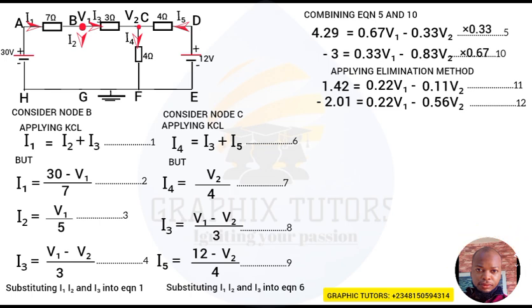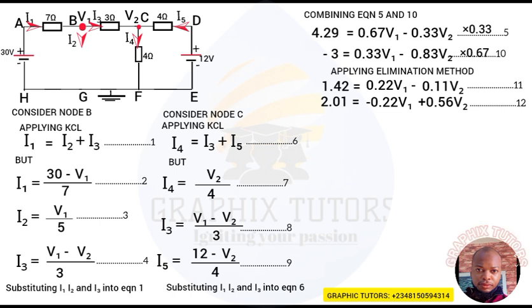So in subtracting, meaning that I'll use a negative sign to multiply everything in equation 12. Is that taken now? That is what I mean by subtracting. So if I multiply minus times minus 2.01, I will have plus 2.01. Minus times 0.22 V1 will give you minus 0.22 V1. Minus times minus 0.56 V2 will give you what? Plus 0.56 V2. And that will still be my equation 12, now because I'm actually subtracting them.